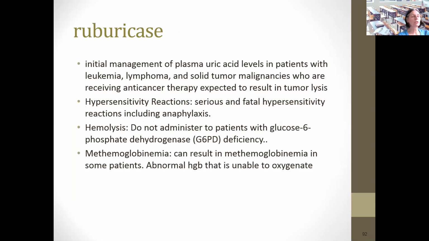So our management of this particular drug, get a baseline uric acid level, especially for patients with leukemia, lymphoma, and solid tumors. They're getting a lot of heavy-duty anti-cancer treatments. Teach them about the hypersensitivity reactions, monitor for them. Don't administer this drug to anyone with the G6PD deficiency. Methemoglobinemia is abnormal hemoglobin that can't oxygenate. It overgrows in our tissues, and this drug can cause that. So you have red cells, but they're not oxygenating well, and that can cause your patient to turn blue and not perfuse his organs.